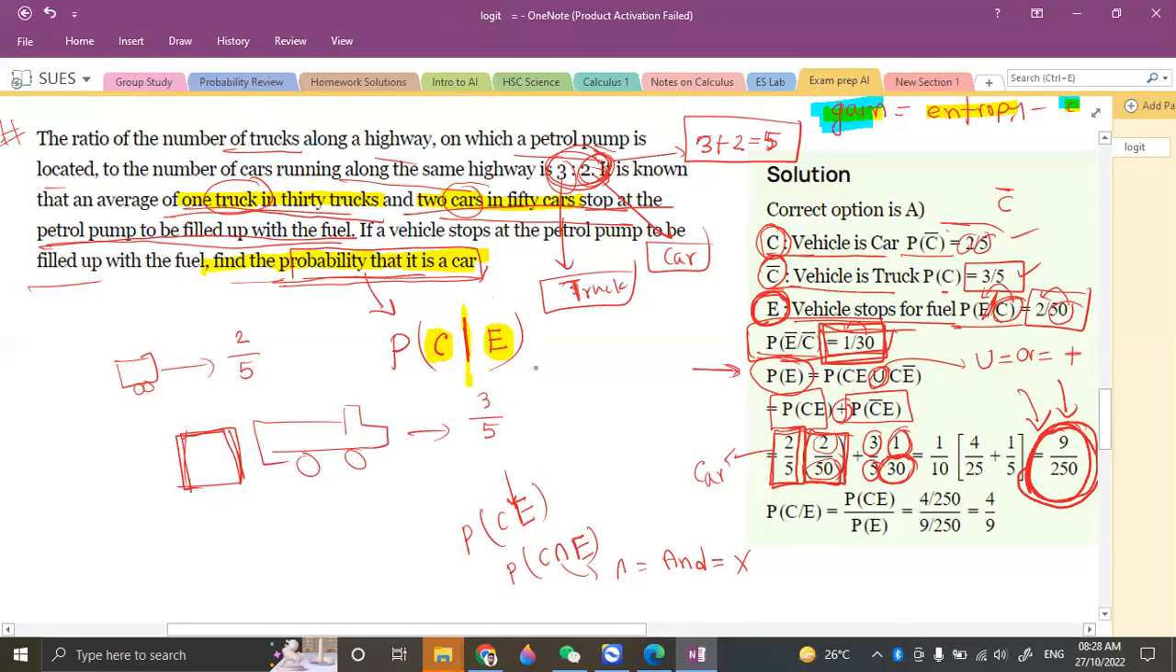Now we have to use the formula. For conditional probability, the formula is: we find the intersection of C and E, that means P of C and E, okay? And then we divide it by the condition. Here the condition is E, so we divide by P of E. I think it's clear, right? This is the conditional probability formula. So firstly, we find the intersection, that means C and E. We can write it this way, C intersection E.